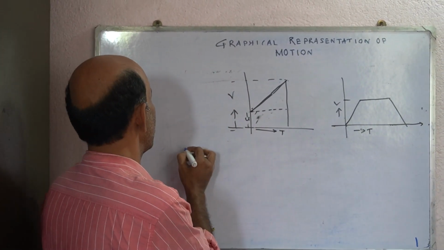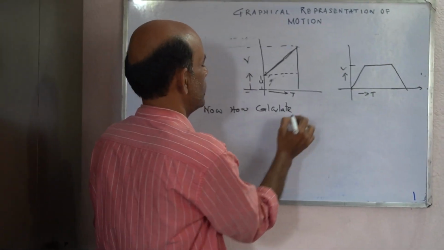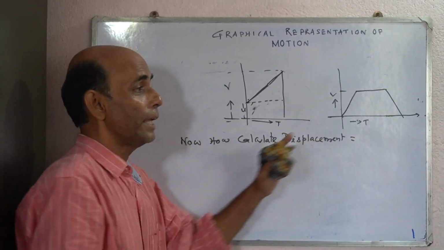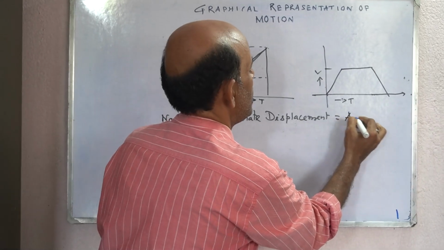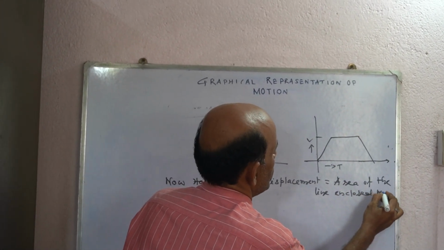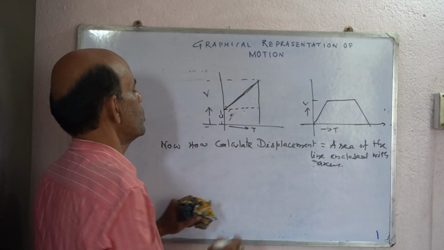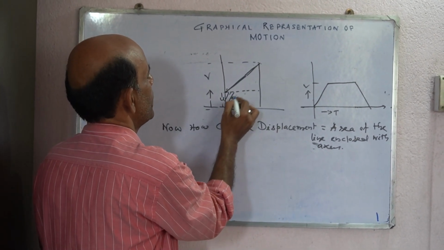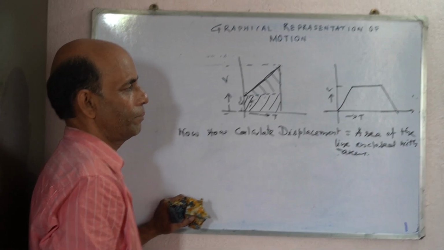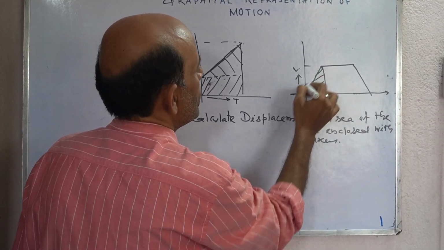Understand? How to calculate displacement? Displacement can be calculated by calculating the area of the graph, the area enclosed by the line with the time axis. Suppose in this case, what will be the displacement? Displacement will be the area of this rectangle and the area of this triangle, or the area of this trapezium. In this case, this portion is uniform acceleration and the area of this triangle will be the displacement.